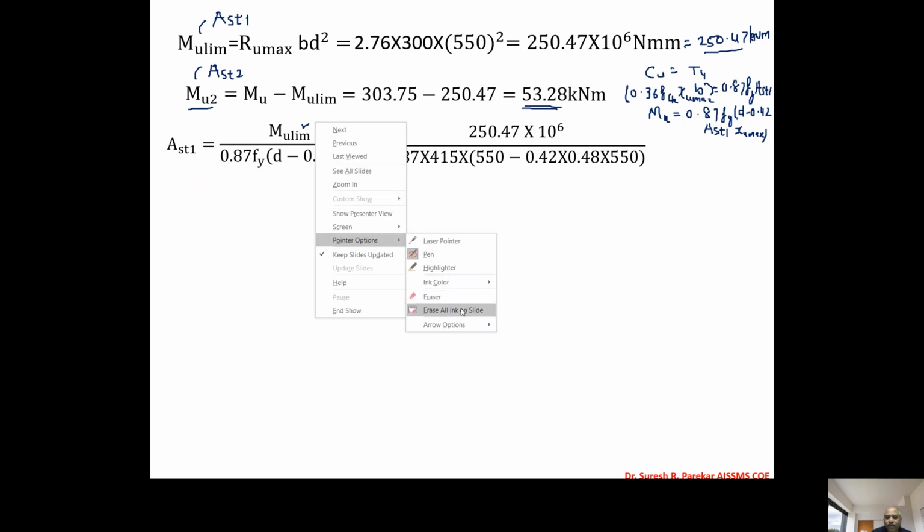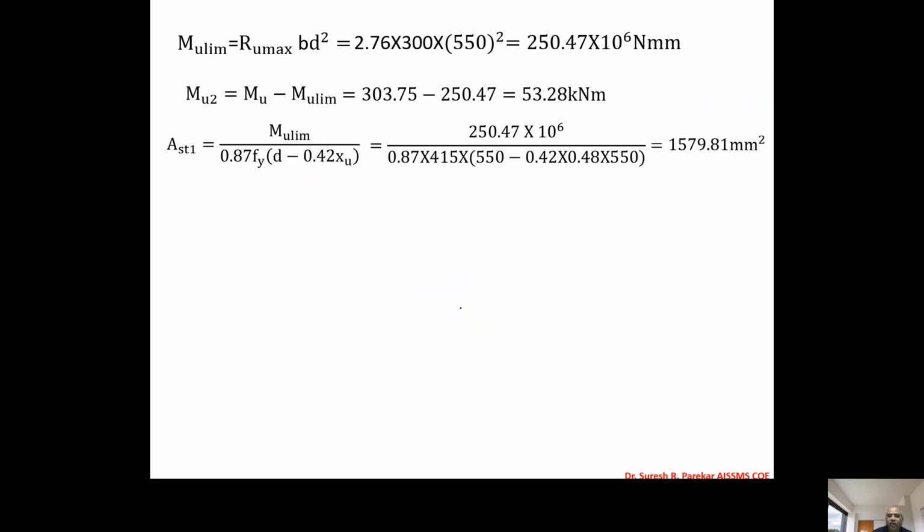AST1, and we have this value 1579.81 millimeter square. Now we know the value of Mu2.